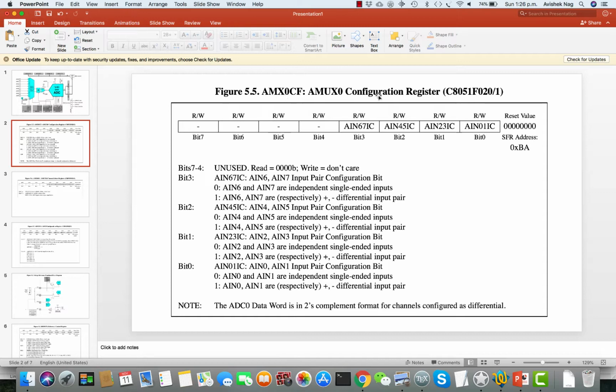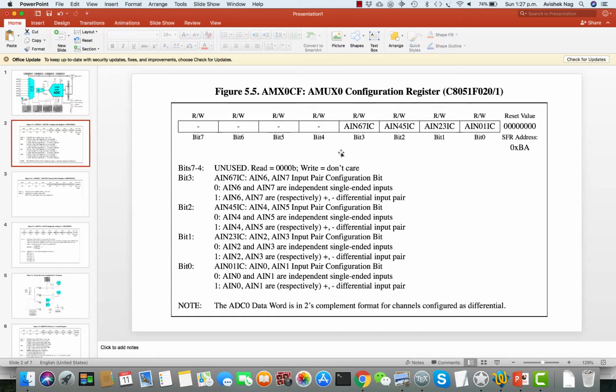As I said, AMX0CF is the configuration register. The first 4 bits, the MSBs, bits 7 to 4, are unused, and then bits 0 to 3 are the functions that I just told you. If you put bit 3 to 0, then AIN6 and AIN7 are independent single-ended inputs. If you put this to 1, AIN6 and AIN7 are respectively a plus-minus differential input pair.